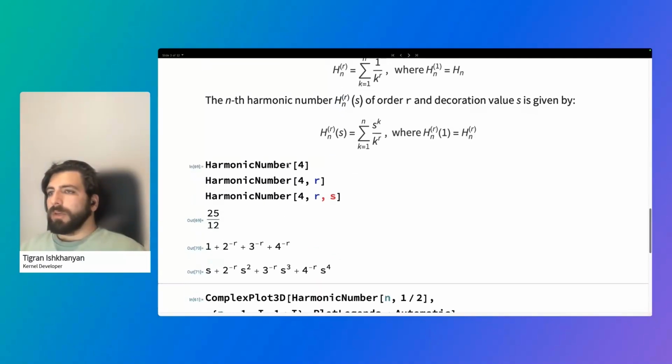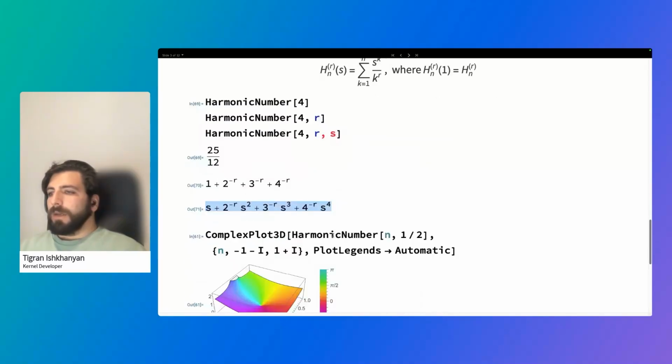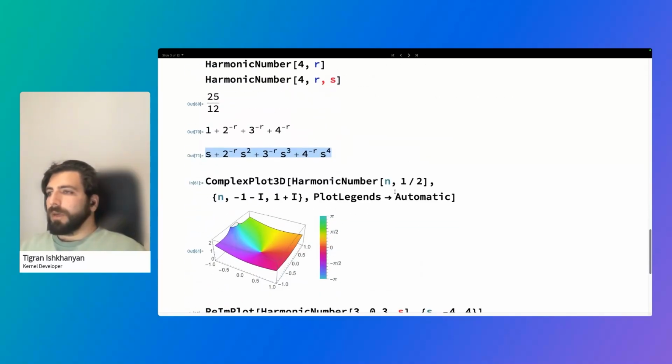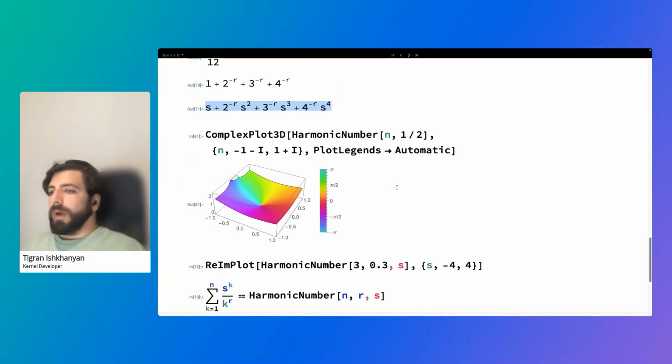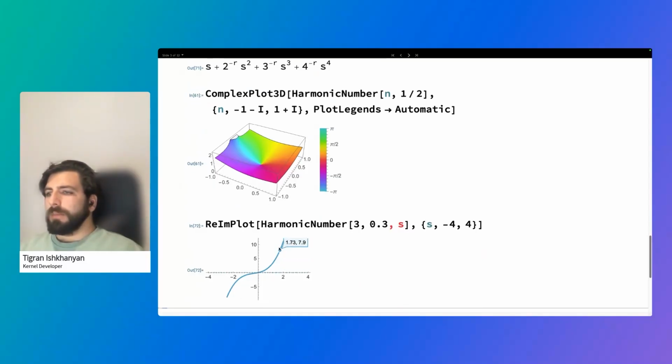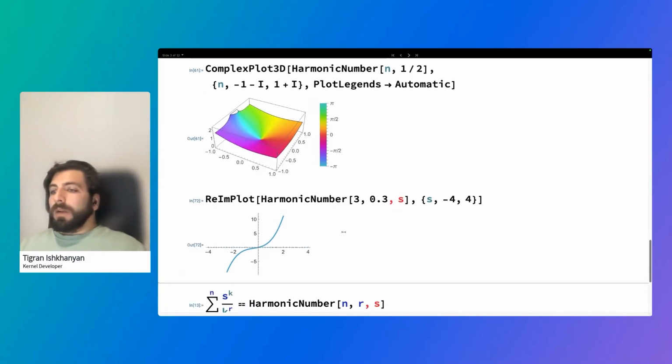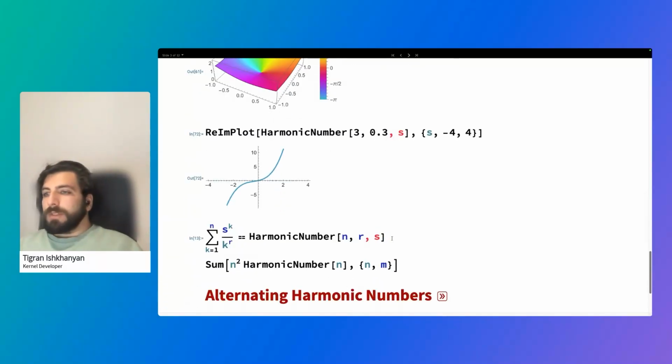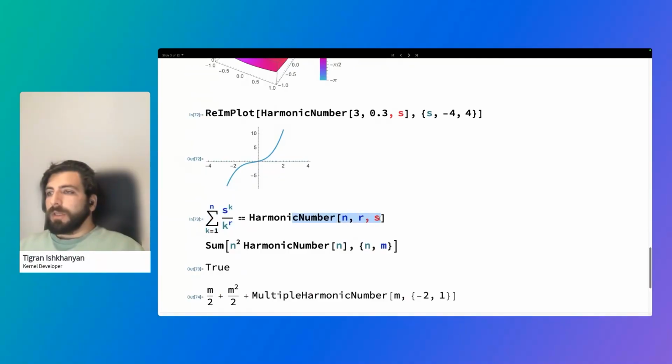We can see, say, harmonic number of 4 is this. Harmonic number of 4 of order R is this sum, and with order R and decoration value S it is this one. And here is the complex plot of the 2-argument harmonic number, while the ring plot of the harmonic number with 3 arguments is this one. This is a new function, the 3-argument harmonic number. And of course, a couple of sums just showing this. So this sum is a harmonic number with 3 arguments, and we are also able to calculate some sums having harmonic numbers inside.